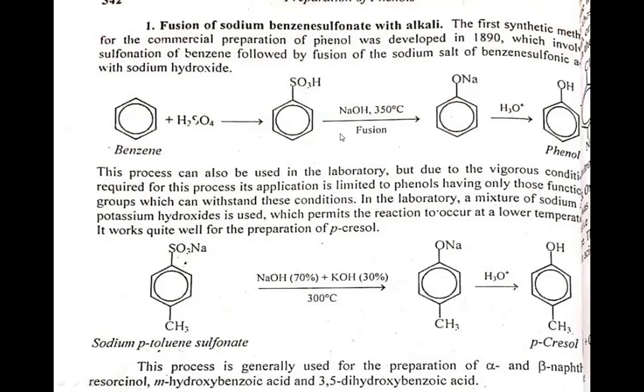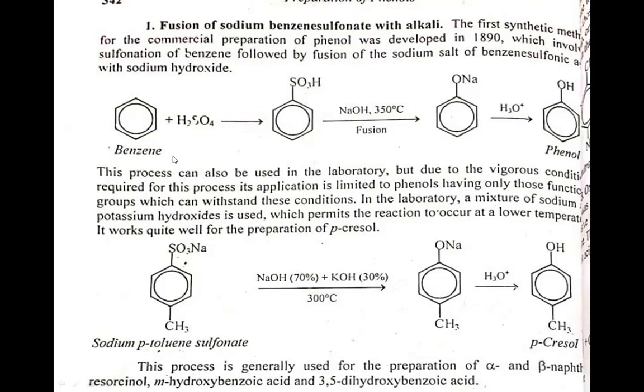This benzene sulfonic acid when treated with sodium hydroxide is first converted into sodium benzene sulfonate. This hydrogen is replaced by sodium, and this is then known as sodium benzene sulfonate. And this sodium benzene sulfonate then on fusion with sodium hydroxide is converted to sodium salt of phenol, and this sodium salt of phenol then on hydrolysis in the presence of acid is converted into phenol. If we have any salt of an acid, we hydrolyze it in the presence of a small amount of acid, this is converted into that acid.